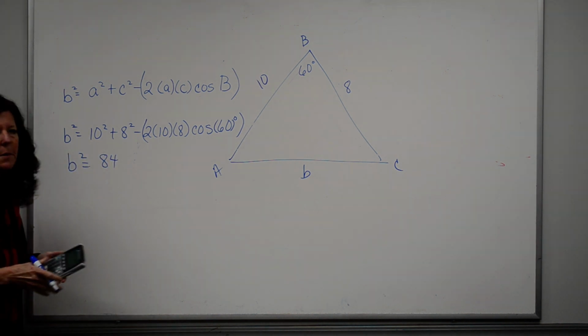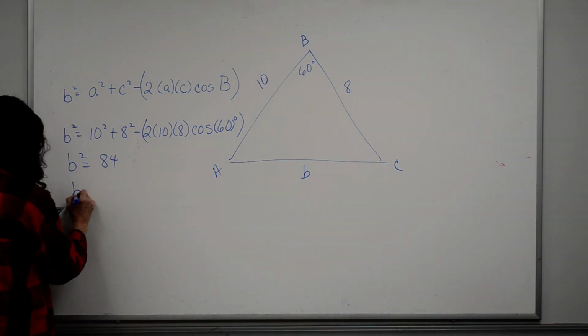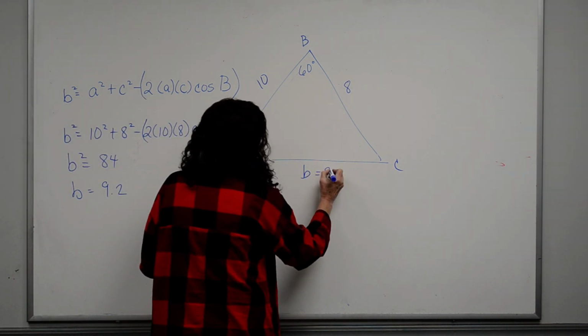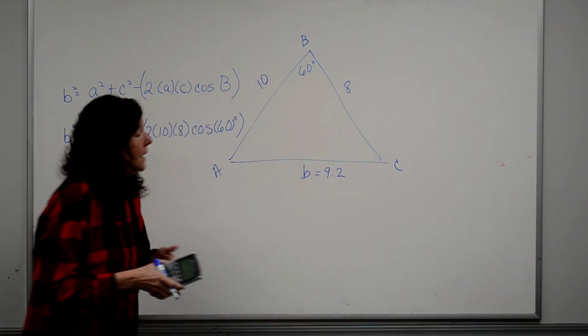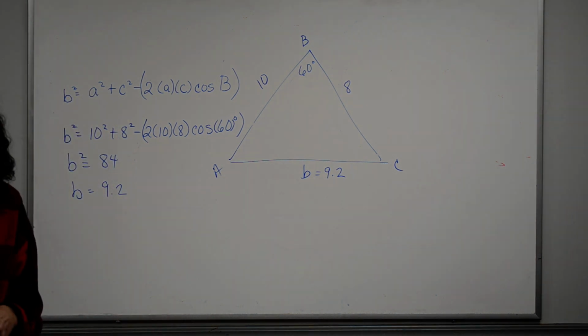84. Now, is that what B is equal to? No, B is going to equal the square root of that. So I'm going to go ahead and take the square root of 84. And I'm going to get 9.2. Okay, so now this is 9.2. Now, at that point, I can switch over and do law of sines.